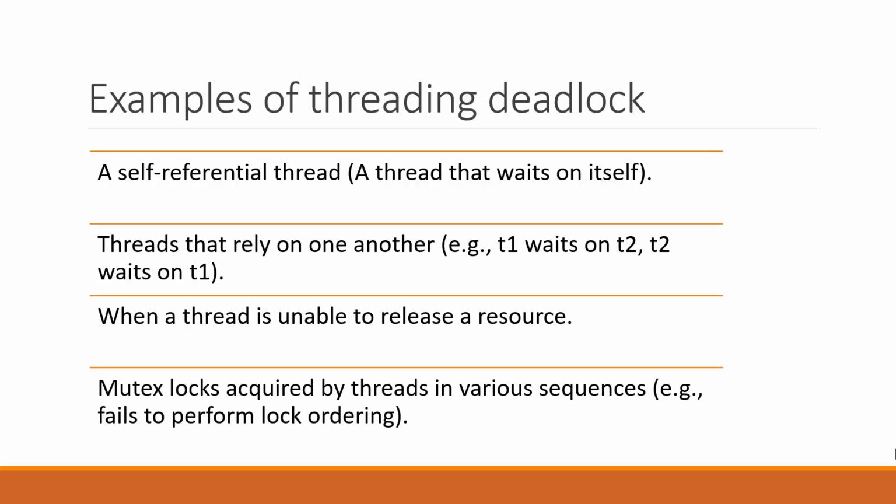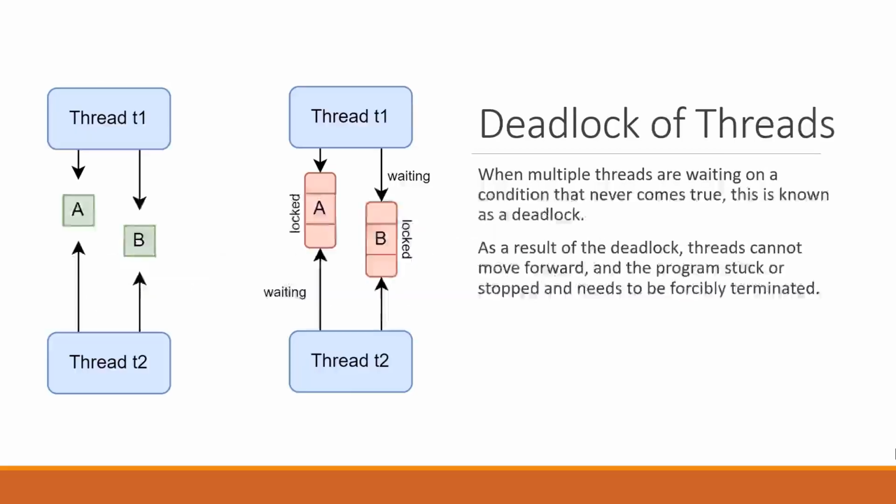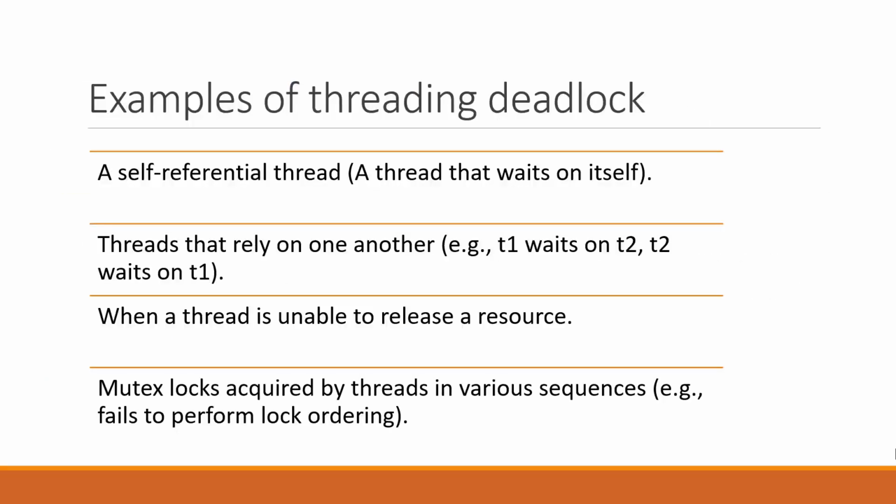The very first one is a self-referential thread, basically a thread that waits for itself. Then there are threads that rely on one another, whose example we have seen just before. After this, when a thread is unable to release a resource, it is basically a deadlock only. And lastly, mutex locks acquired by threads in various sequences. This condition basically happens when we do not perform locking in a particular order.